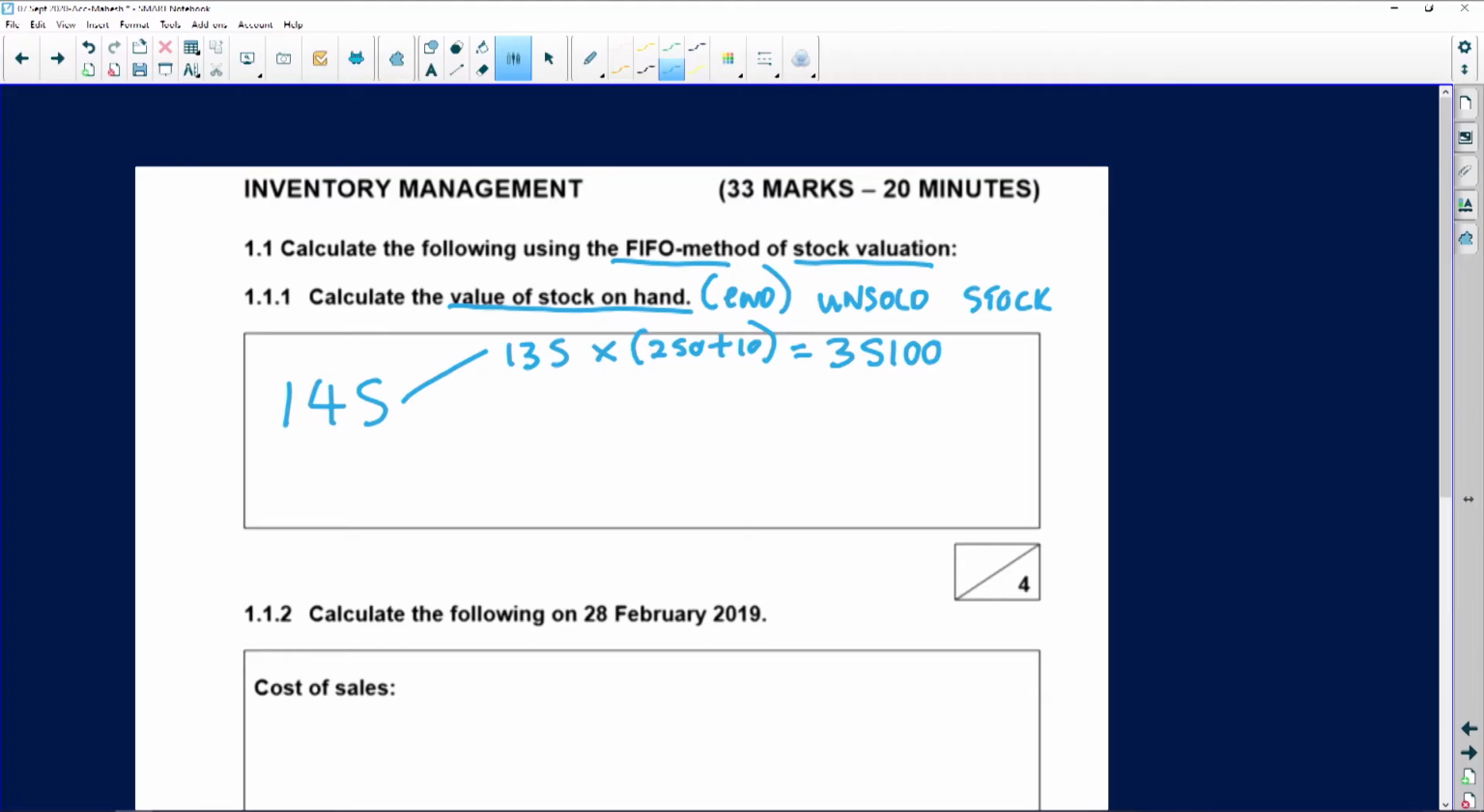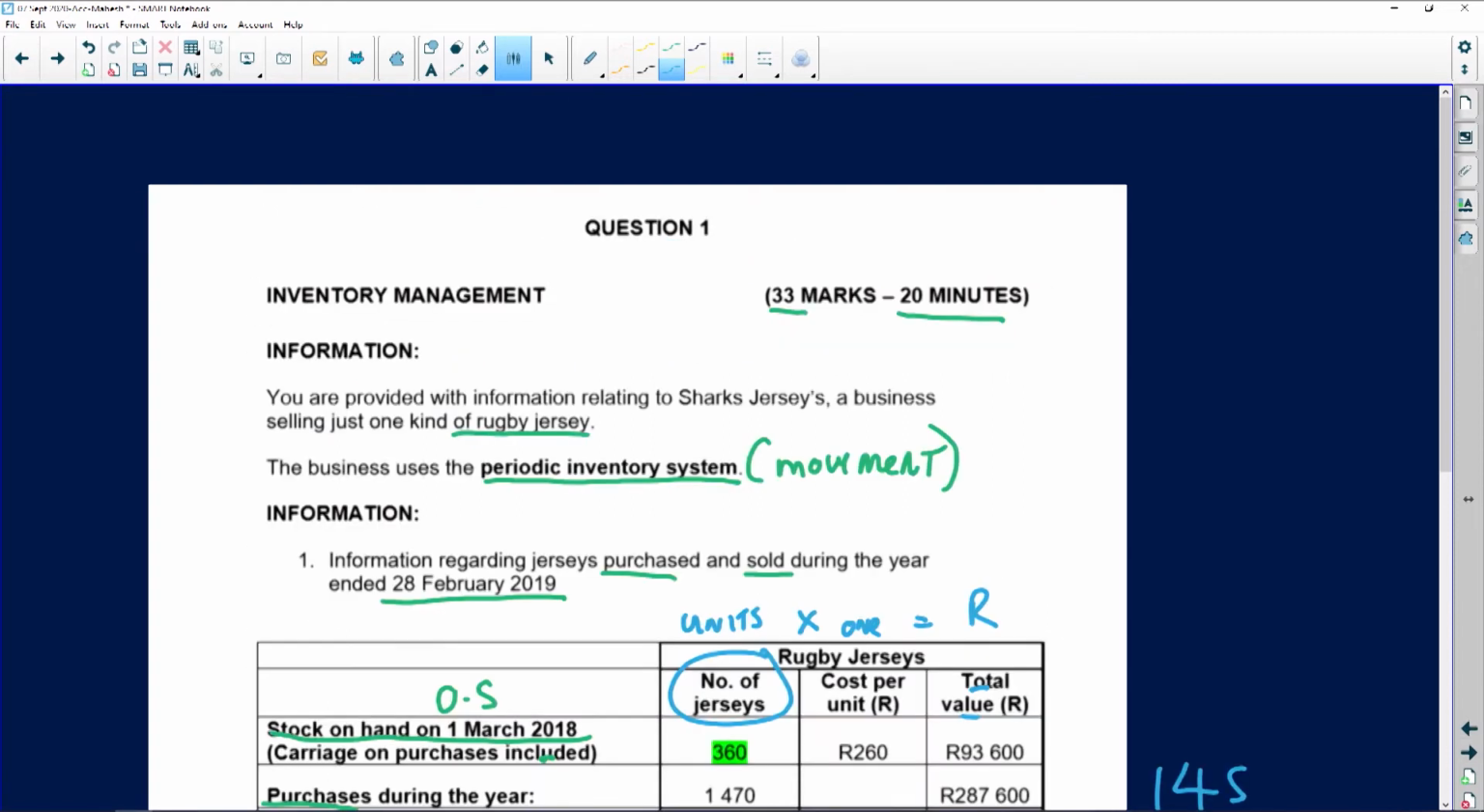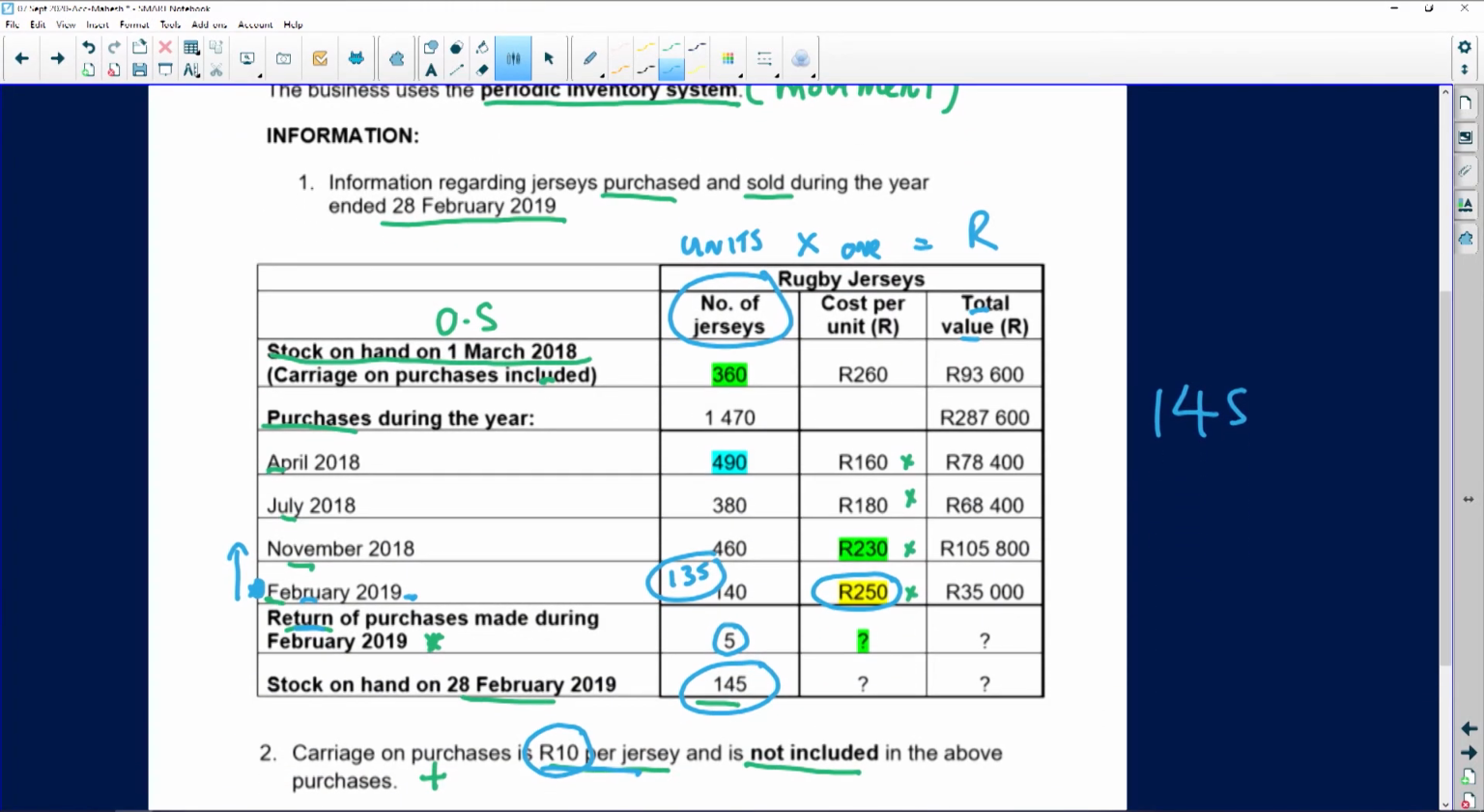Right, now let's value the remaining stock. Remember, there's 145 in total, and 135 comes from Feb. So where does the balance of 10 jerseys come from? Let's go to our information. And again, I'm reminding you, I'm working from the bottom and making my way up the table. So February sorted, the next purchase was the month of November. In the month of November, we purchased 460 jerseys. From those 460 jerseys, there are 10 jerseys unsold.